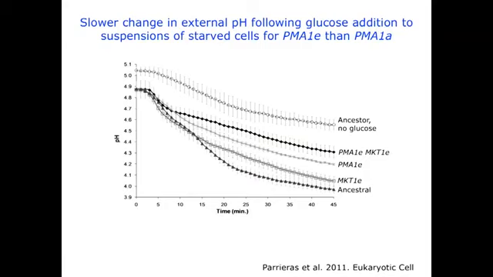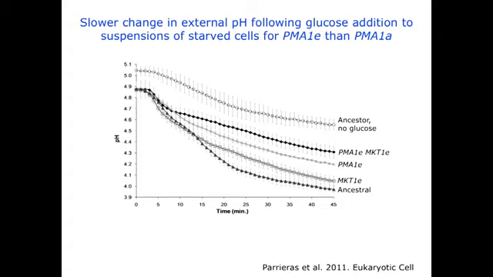So let's look at PMA1. Here's one of the mutants. What we do here is we take a cell population and starve it, and then we add back glucose and we look at the drop in pH in a lightly buffered medium. So here's the ancestor with no glucose, and you can see that even without glucose, it does acidify the medium. This is time, that's pH. Okay, here's the ancestor with glucose added, and you can see it acidifies the medium strongly.